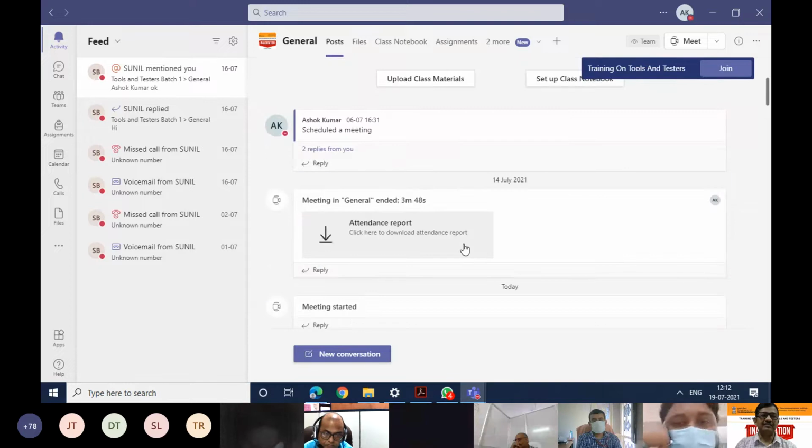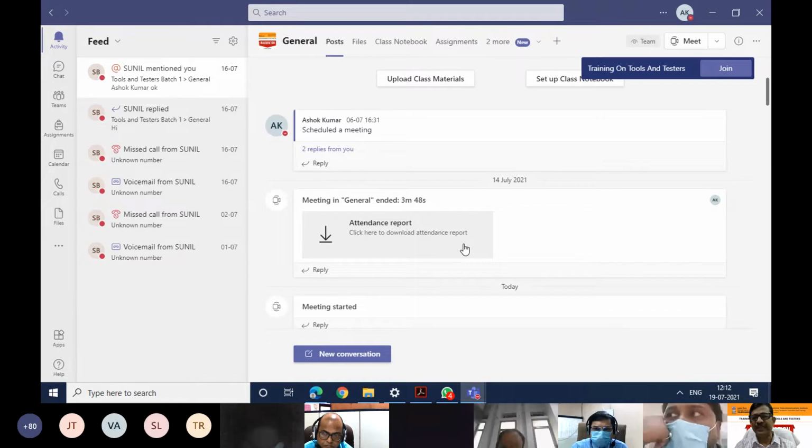So these are some of the features of this particular Microsoft Teams, especially for training purposes. If you are a member of any other team, this will not be available. This is a team for education or training purposes. So in case your kids are studying and they are using Teams, these features would be available to them also.